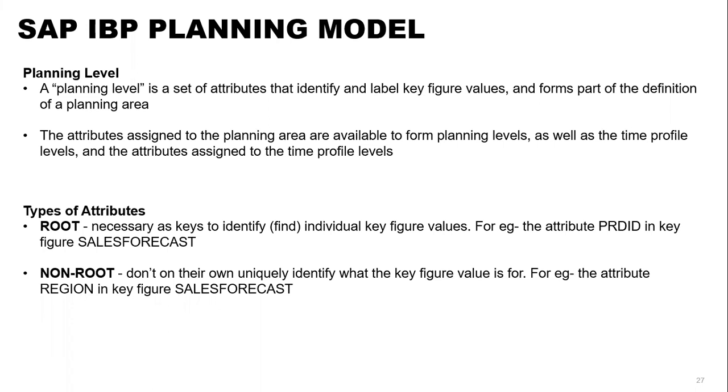Again, the planning level, as I mentioned earlier, we have the key attributes and the non-key attributes. So in IBP terminology, we call it the root and non-root attributes. Product ID is a root attribute. The product ID can't be the same for two products, right? It should be unique. So then it is a root attribute. The non-root or the non-key attribute is like, two products can have the same region, right? So that kind of attributes we call the non-root attributes.